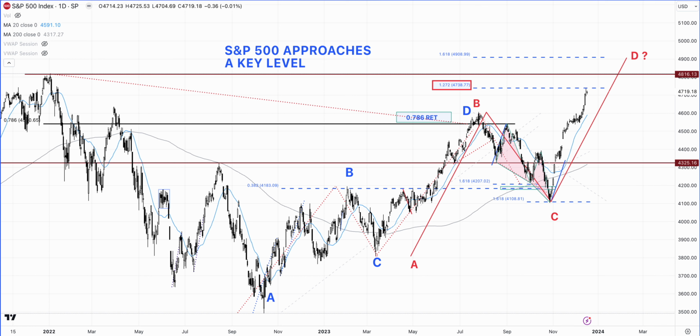Okay, so what we are looking at is the daily chart of the S&P 500. This is the S&P 500 cash index, and where we closed last Friday was right at this 1.272 expansion. This is what we were looking at, that the market was likely to get to this level. And then of course we have this red one-to-one price projection ABCD, which could in fact see the price reach about 1449.08.